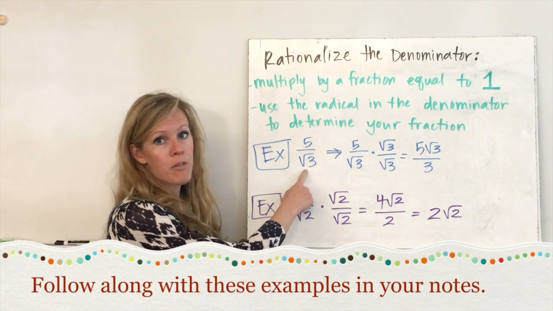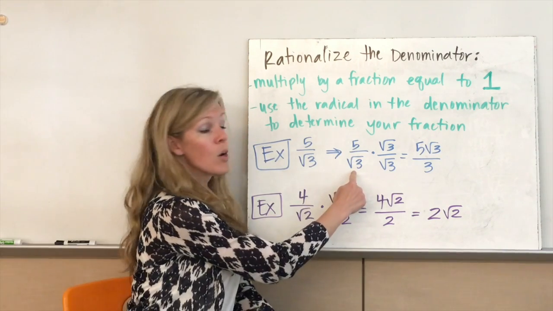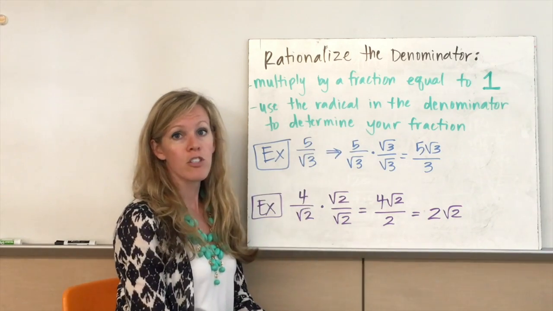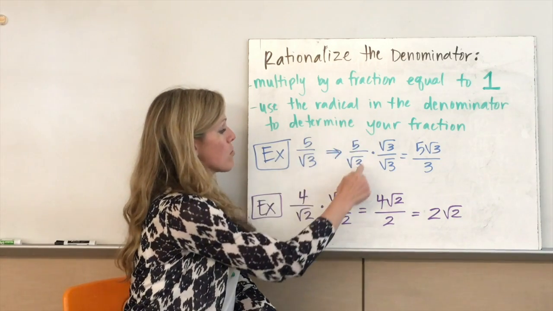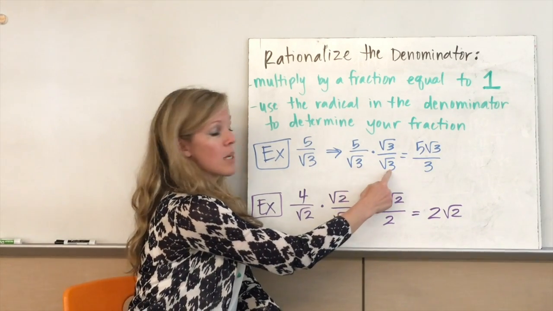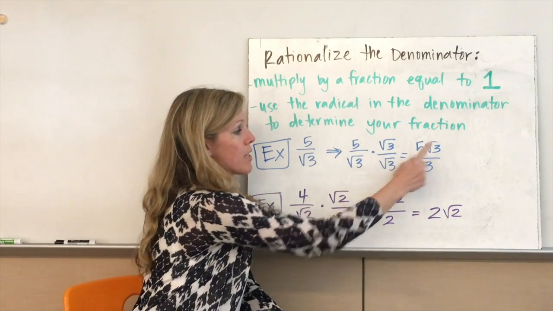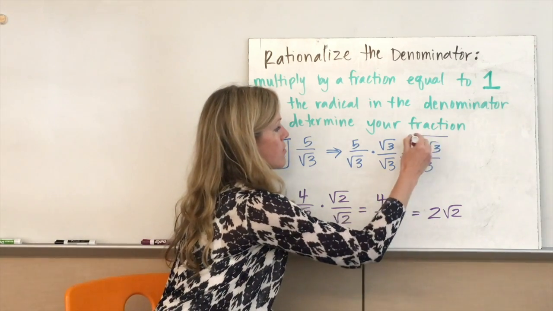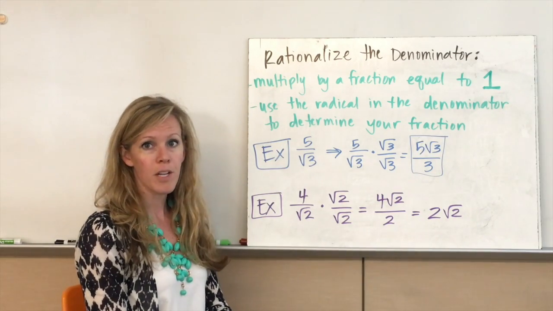The first example we have here is 5 over radical 3. So we don't want that radical 3 in the denominator. So what we're doing here, I've just moved the problem over, 5 over radical 3, we're going to multiply it by radical 3 over radical 3. So I'm multiplying by a fraction equal to 1, so I'm not changing the value of this fraction, and I've used the radical in the denominator to determine what that fraction should be, because radical 3 times radical 3 is simply equal to 3. 5 times radical 3 is 5 radical 3. So our simplified answer is 5 radical 3 over 3, and we have removed the radical from the denominator.